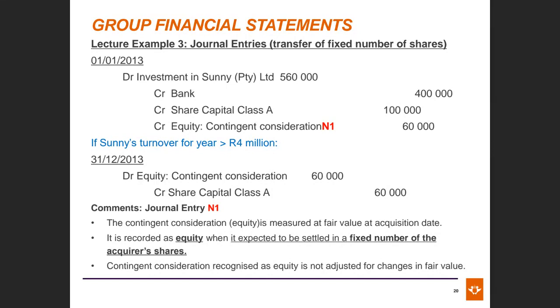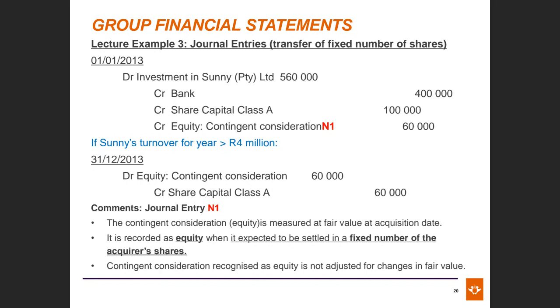Then at the end of the year, if Sunny's turnover for the year is greater than 4 million, we are then going to issue these shares. So we're going to go debit equity contingent consideration being 60,000, and then we're going to go credit share capital Class A shares being 60,000. So here you will see that now we had that contingent consideration, and because the turnover for Sunny was greater than 4 million, the event was met, so now we can issue these shares.